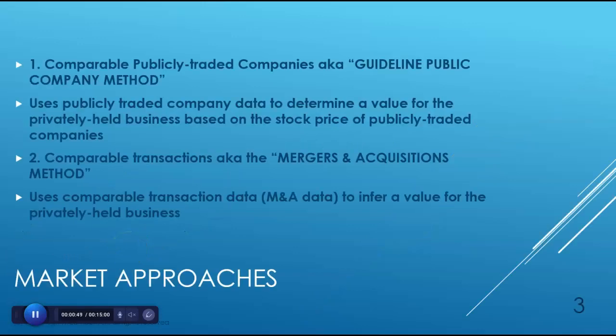So as a refresher, there are two major market approaches. One is the comparable company method, also known as, if you say it the long way, comparable publicly traded companies, or the guideline public company method. A lot of people in the business just call this the comp method or the comps method, comp company method. What this does is it looks for companies in the public stock markets that are similar to the subject company that we're valuing.